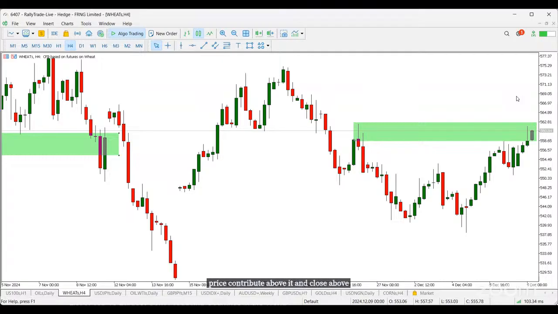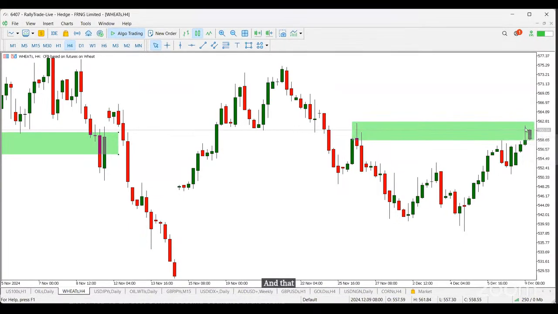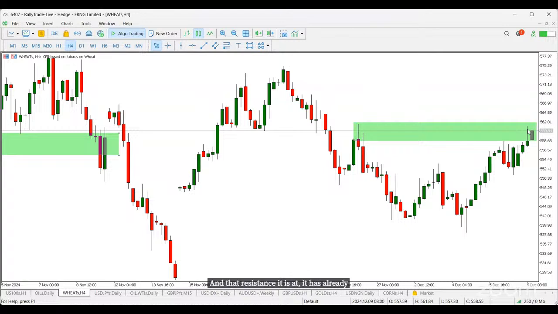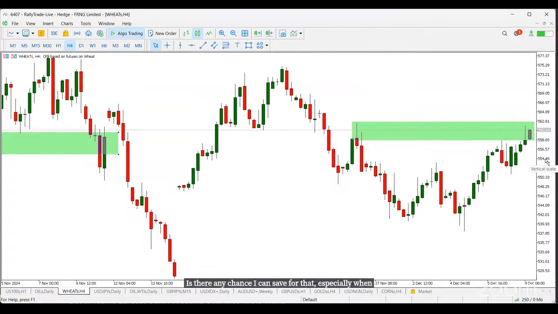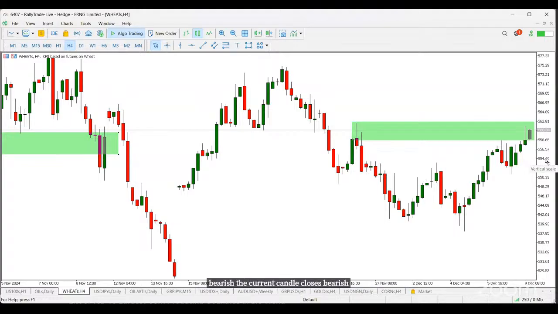Then we expect wheat to actually begin buying. Remember what I said: wheat is currently at a resistance, and at that resistance it has already given an inverted hammer. So there's a high chance that it can sell further, especially when the current candle closes bearish. When the current candle closes bearish, that will confirm the inverted hammer that we have. You understand?